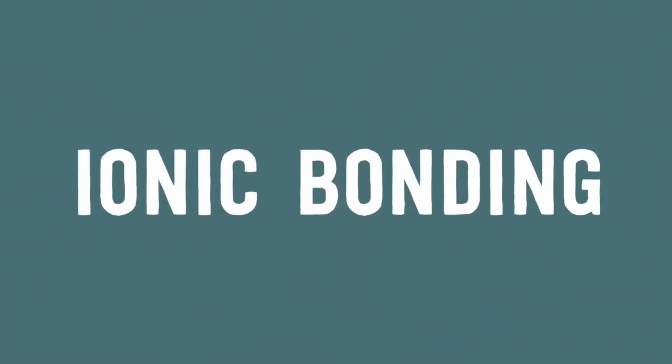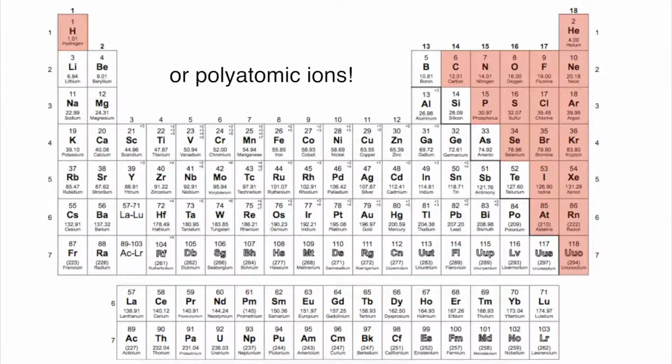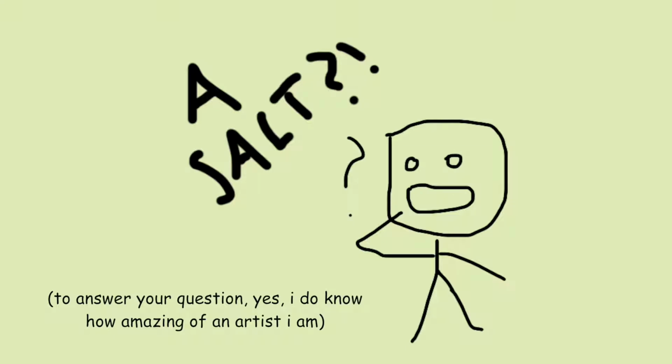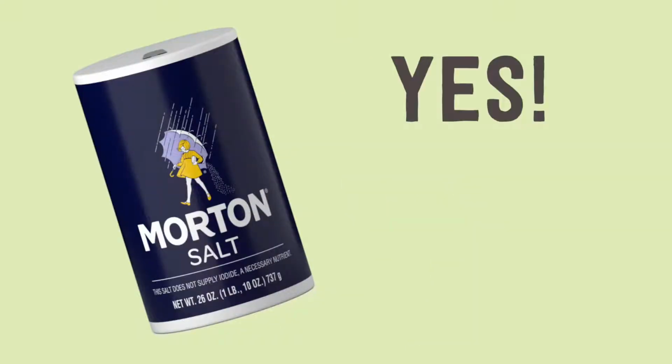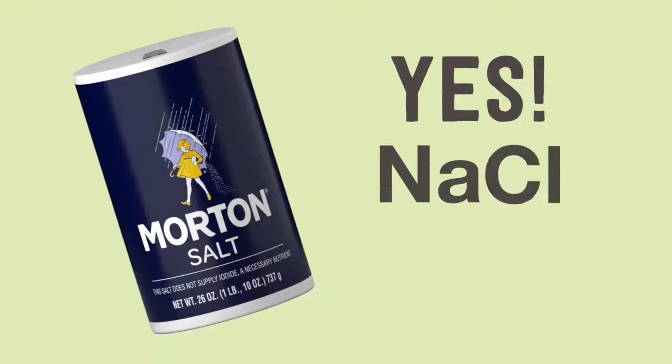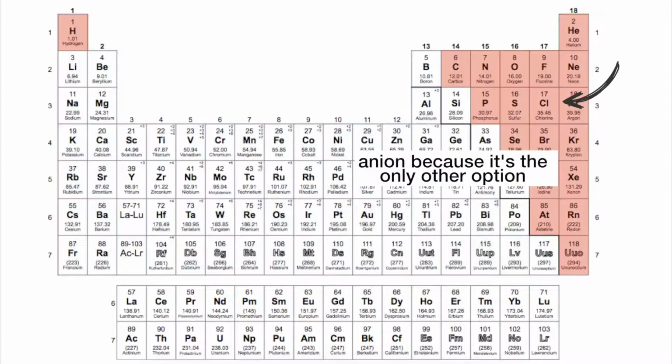Before we get into the video, let's just take a quick minute to review everything we need to know. Ionic bonding, which your teacher has hopefully talked about, is the bond between a metal and a non-metal, which we then refer to as a salt. A salt, you say, like this stuff here? And to that I say yes. Common table salt is actually sodium chloride, and would you look at that, a cation and an anion.